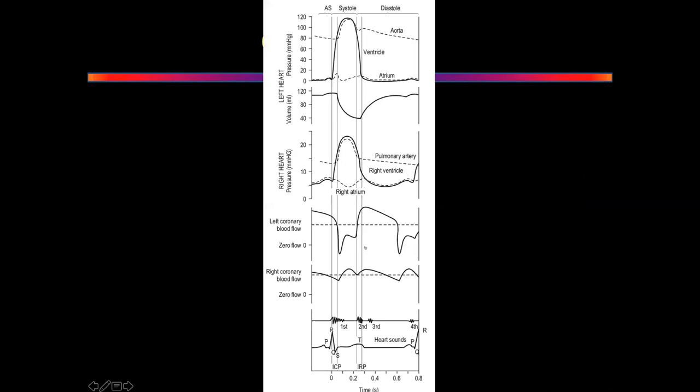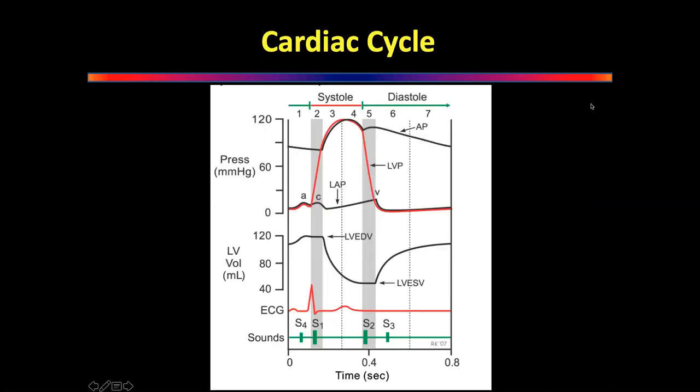So if you want to draw a chart of the cardiac cycle, draw a horizontal x-axis, start drawing this. Start an x-axis and draw a y-axis, okay? And when you draw an x-axis and a y-axis, on the x-axis, make seven chambers. 1, 2, 3, 4, 5, 6, 7. Can you see this?